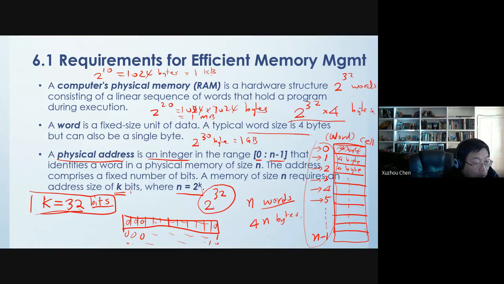Now, what about 2 to the 32? 2 to the 32 times 4. 4 is actually 2 squared, right? So 2 to the 32 times 2 squared, that's 2 to the 34. So 2 to the 34 equals 2 to the 4th times 2 to the 30. 2 to the 4th is 16, and 2 to the 30 is 1 gigabyte, so that's 16 gigabytes.